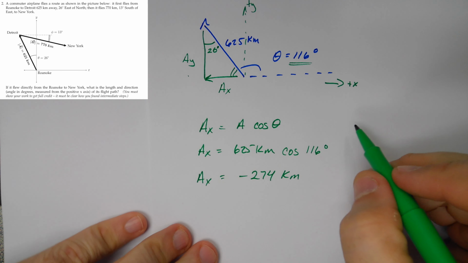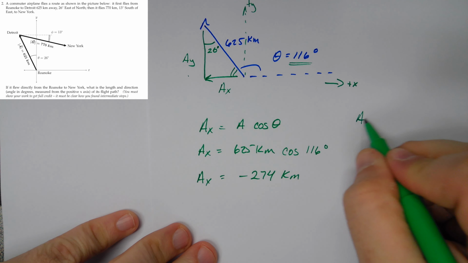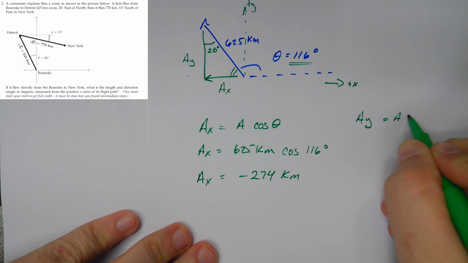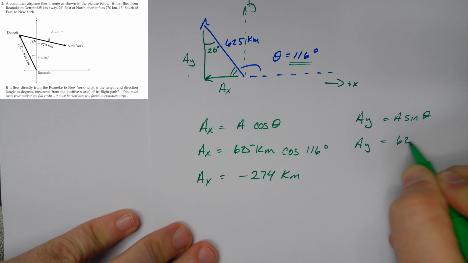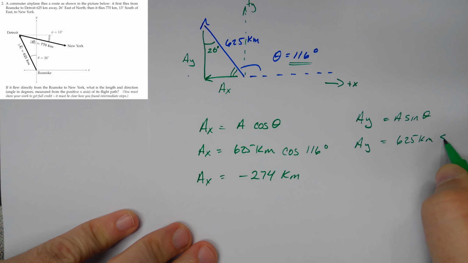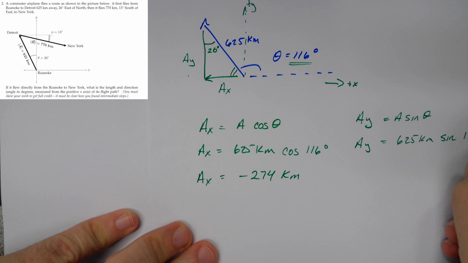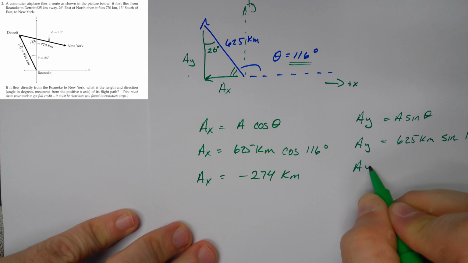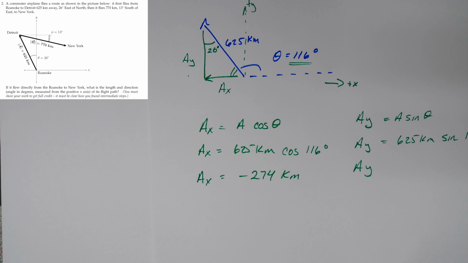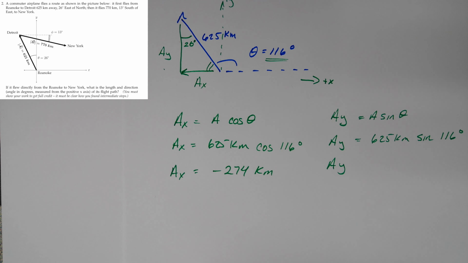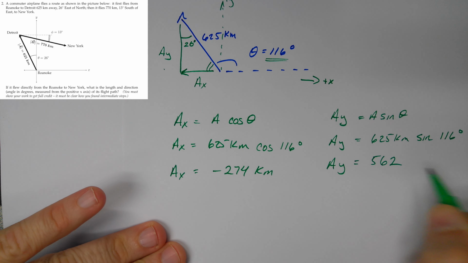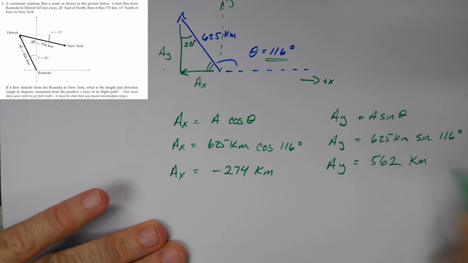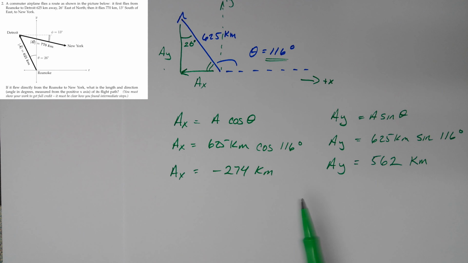And in the y direction, we will have A_y is A sine theta, which is 625 kilometers, sine of 116 degrees. And then when we do that calculation, we just put it in the calculator, and I get 562 kilometers.